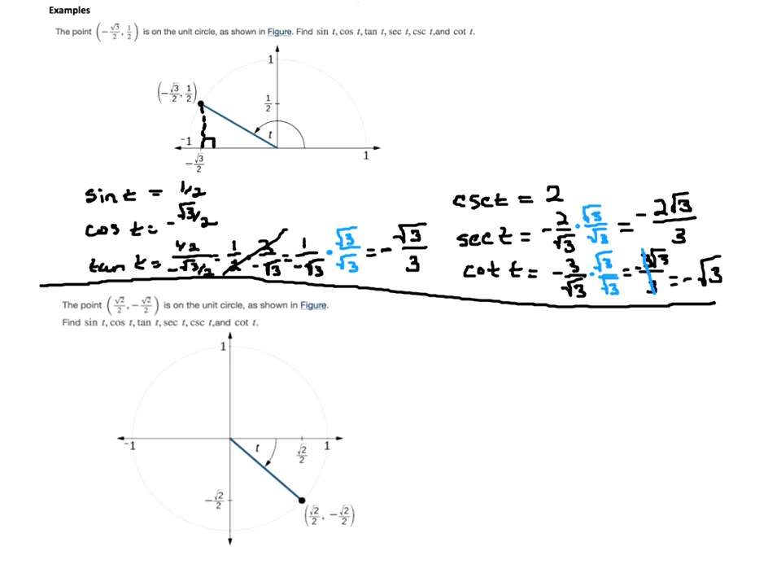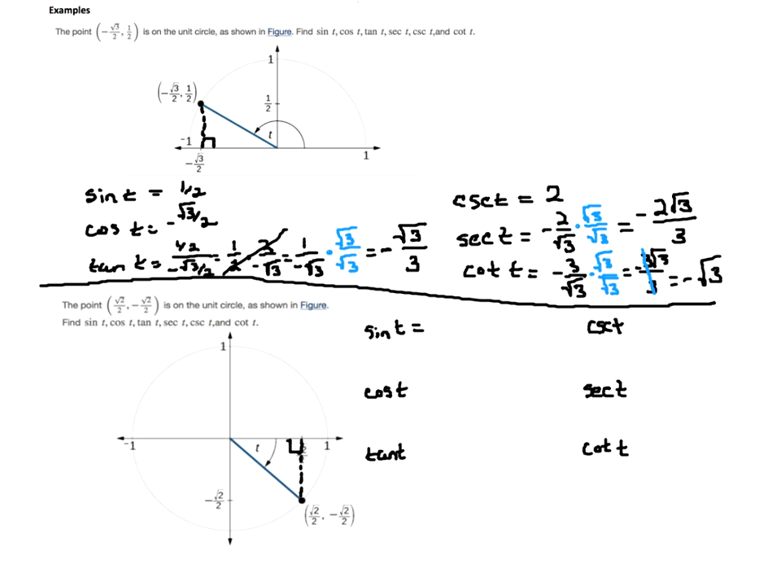So we have sine t, cosine t, tangent t, and then cosecant t, secant t, cotangent t. Okay, and here is the right triangle we're working with.